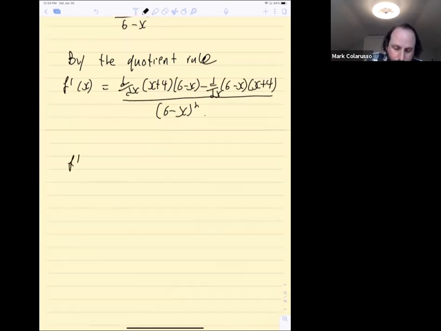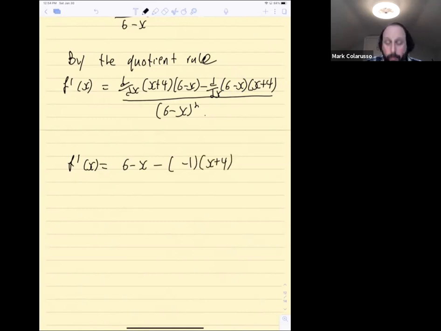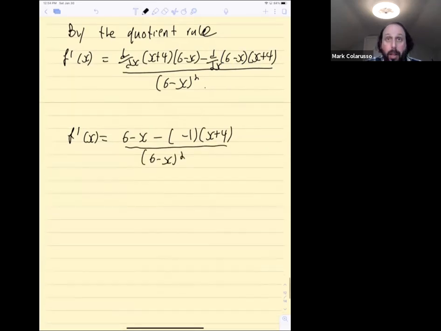The derivative of x plus 4 is just 1, because the derivative of x is 1 and the derivative of 4 is 0. So I don't even need to write a 1 there. So you just have here 6 minus x. And subtract, okay, the derivative of 6 minus x is minus 1. And then I have x plus 4. And this is all over the square of the denominator, 6 minus x.